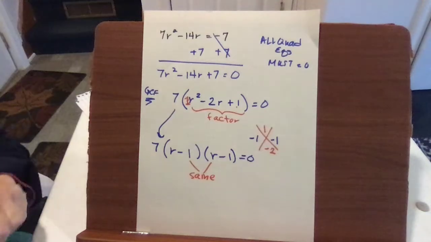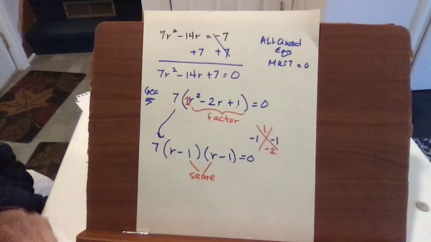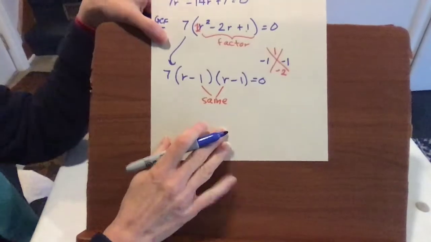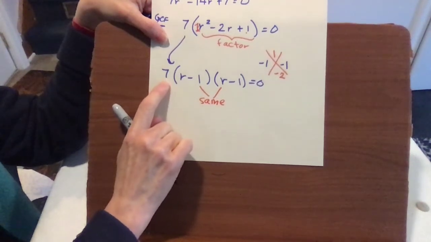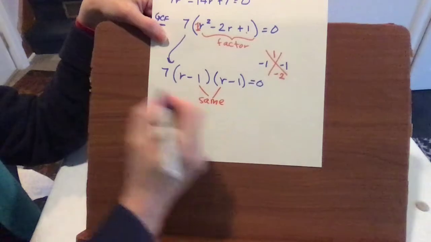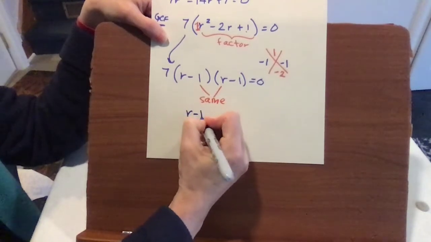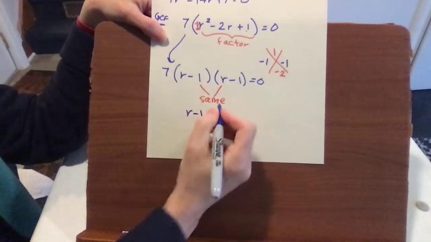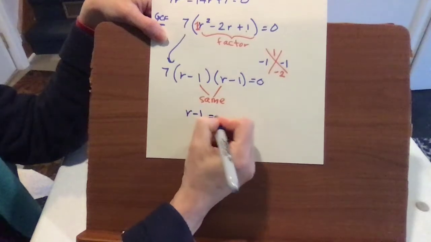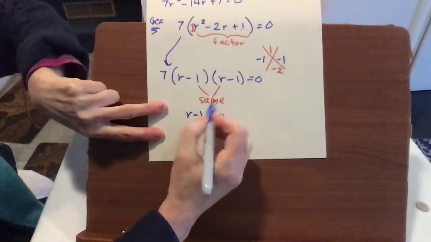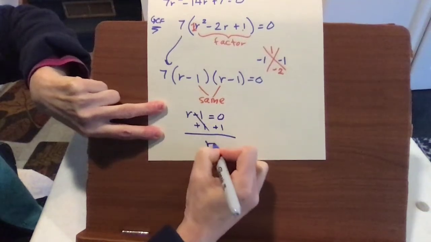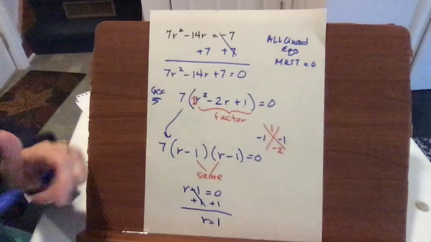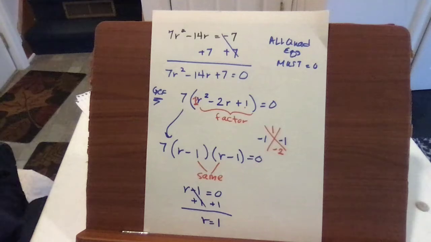Because they're the same, you only have to solve one time, which is good. Half the work. Now the 7 we can't solve because there's no variable here, so you leave it. It's a multiple, so leave it. Doesn't affect anything. We're trying to find out what the values of r will be. So since we have r minus 1 twice, we will only do this once because it's repetitive. And r equals 1. Now, what's wild about this is that you only have one x-intercept.